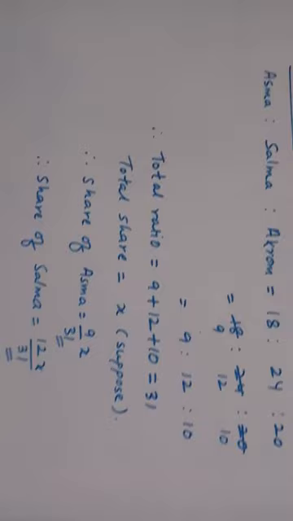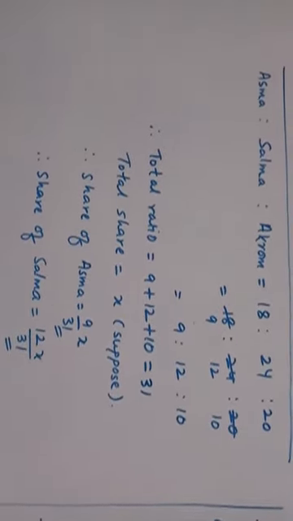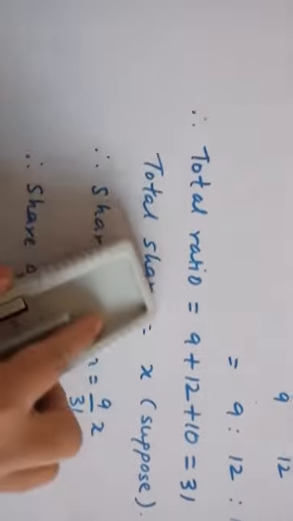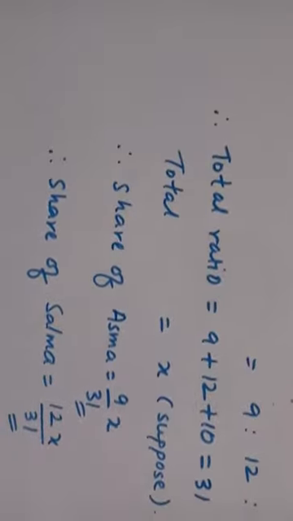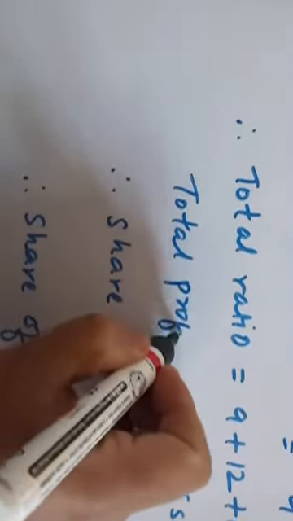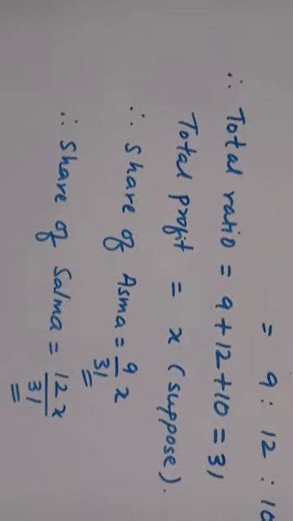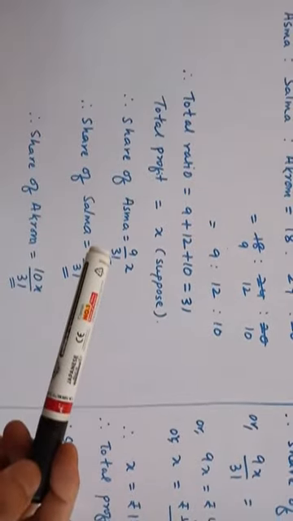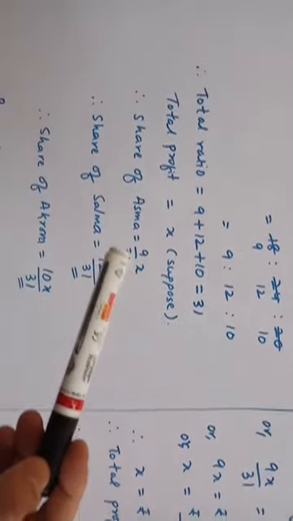Now in this question you can see the total profit is not mentioned. So instead of share we shall write here total profit. Total profit is not mentioned, so we assume that total profit to be X. Now we need to find the share of these three persons in terms of X. So share of Asma will be ratio of Asma 9, total ratio 31, multiplied by total profit X. So we get 9x by 31.